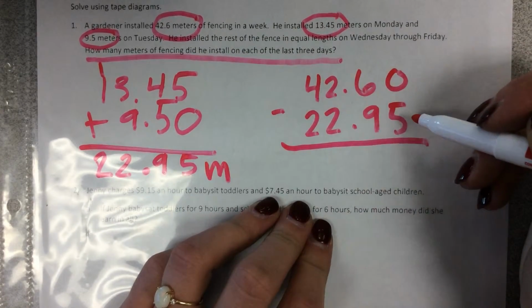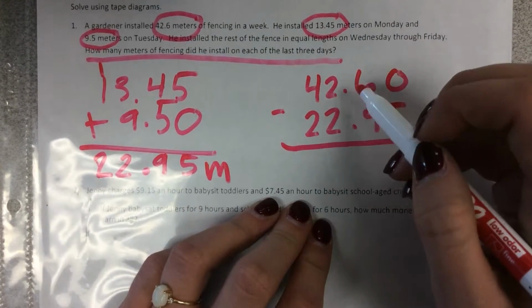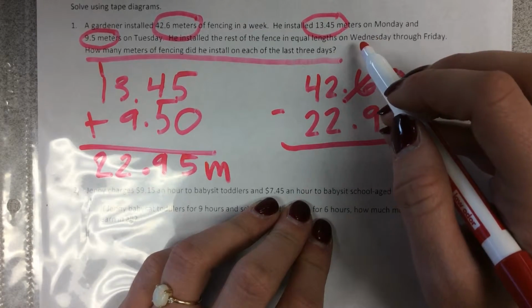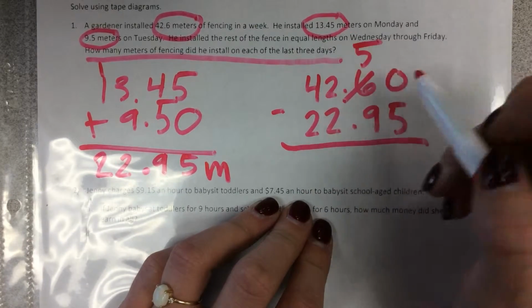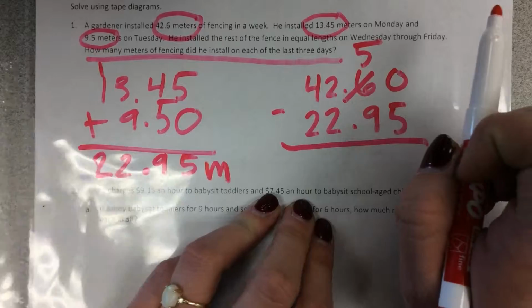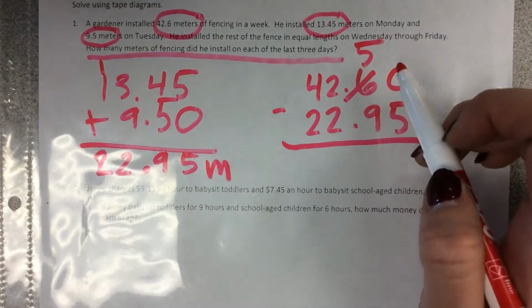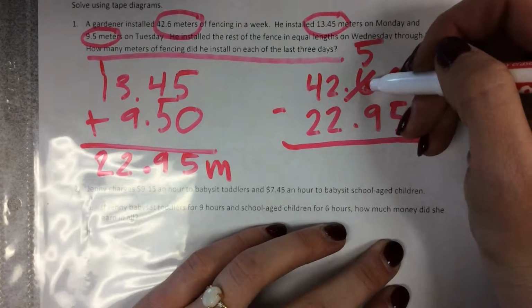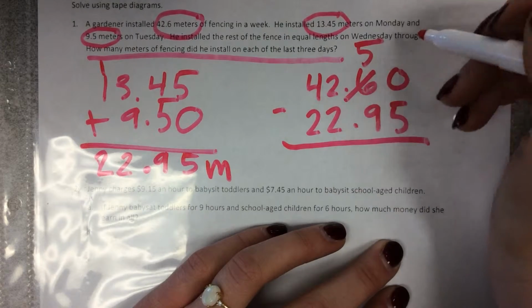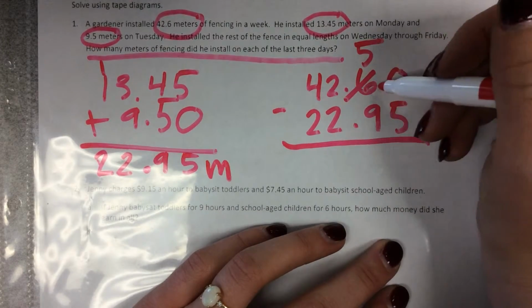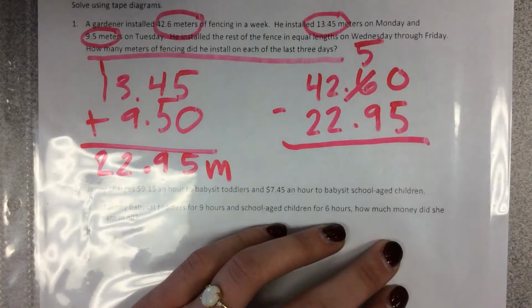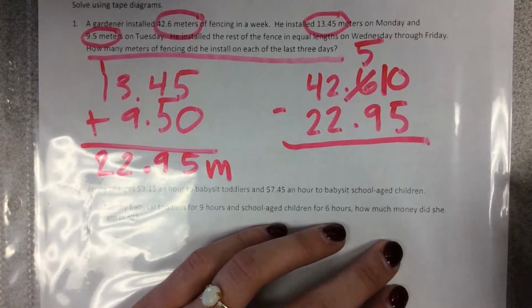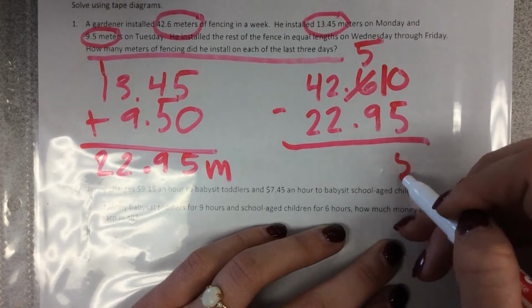Okay, 0 minus 5. We can't do that, so let's go over, borrow from the 6. That becomes a 5 because we took away one place value and moved it over. So if we're moving from the tenths to the hundredths, it's 10. We take 1/10 and move it into 10 hundredths. So we have 10 here. 10 minus 5 is 5.